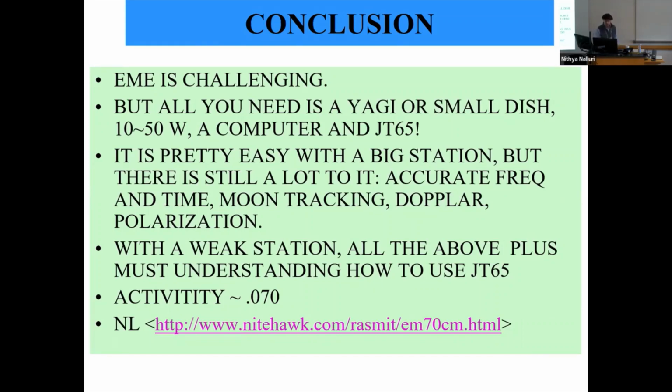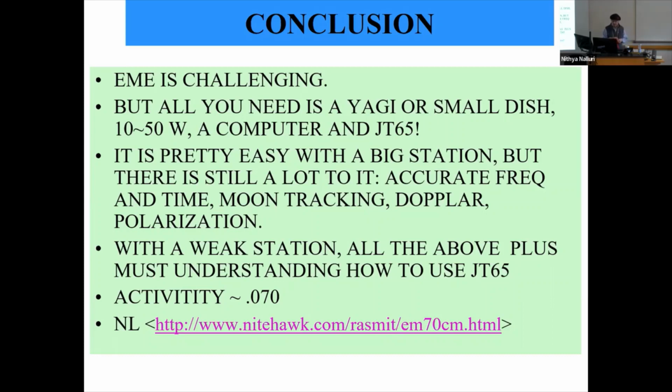I'll just illustrate some of the things I was saying before: accurate frequency, time. You've got to be able to point your antenna at the moon. You've got to consider the Doppler effect. You've got to consider polarization effects. They all enter into playing the game. So besides knowing the rules, you've got to understand how to apply the rules to be effective. With a weak station, all of the above, plus you must understand how to use digital technology, understand the limits of the digital technology that you're using, and then you can go further.